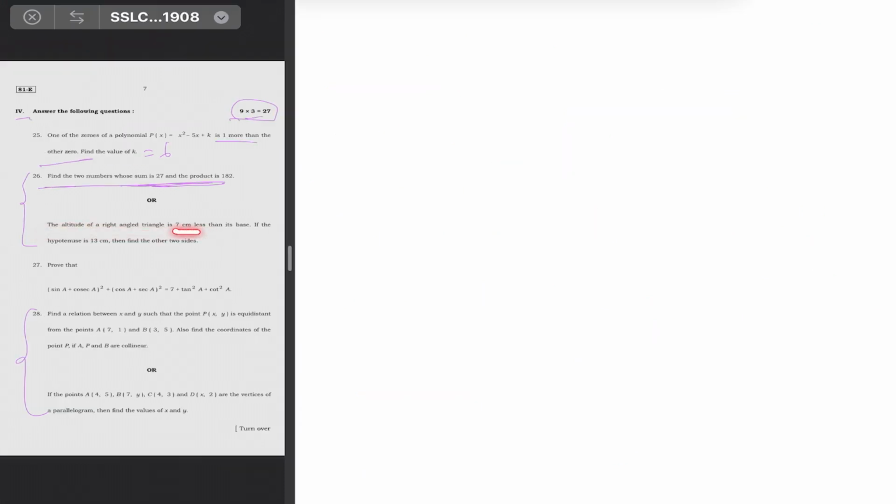The altitude of a right angle triangle is 7 centimeter less than its base. If the hypotenuse is 30 centimeter, then find the other two sides. So this is 26th.